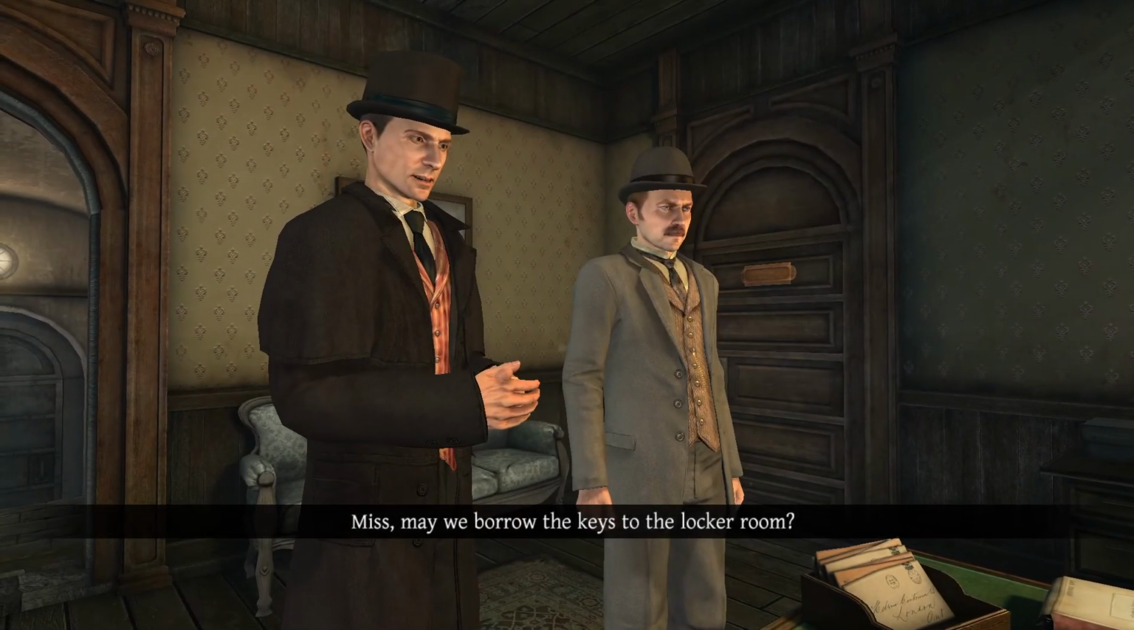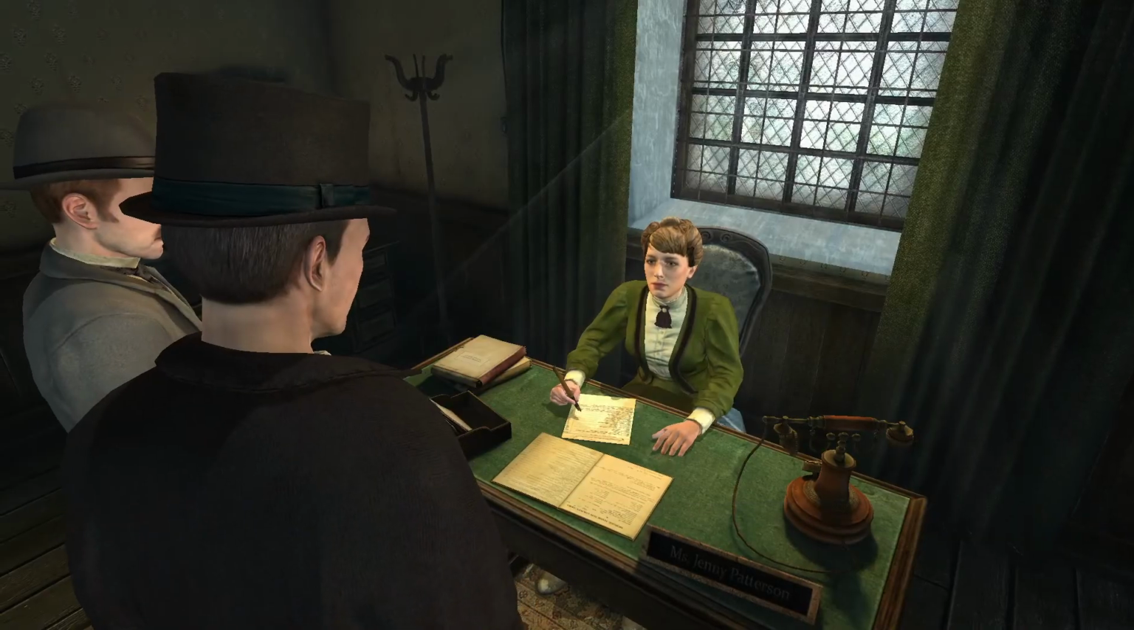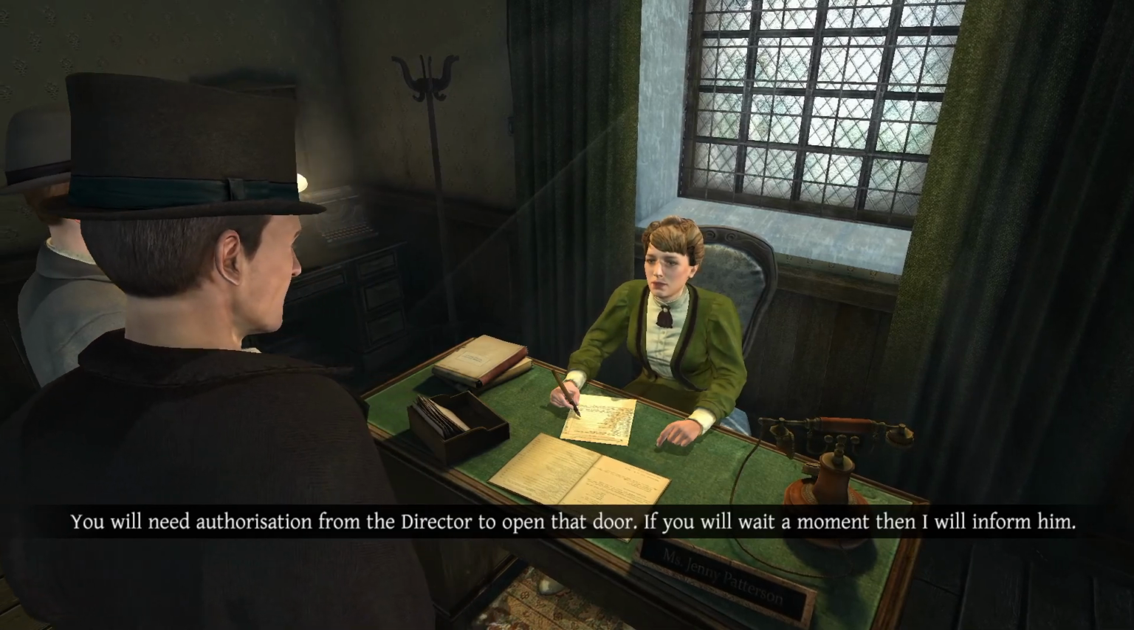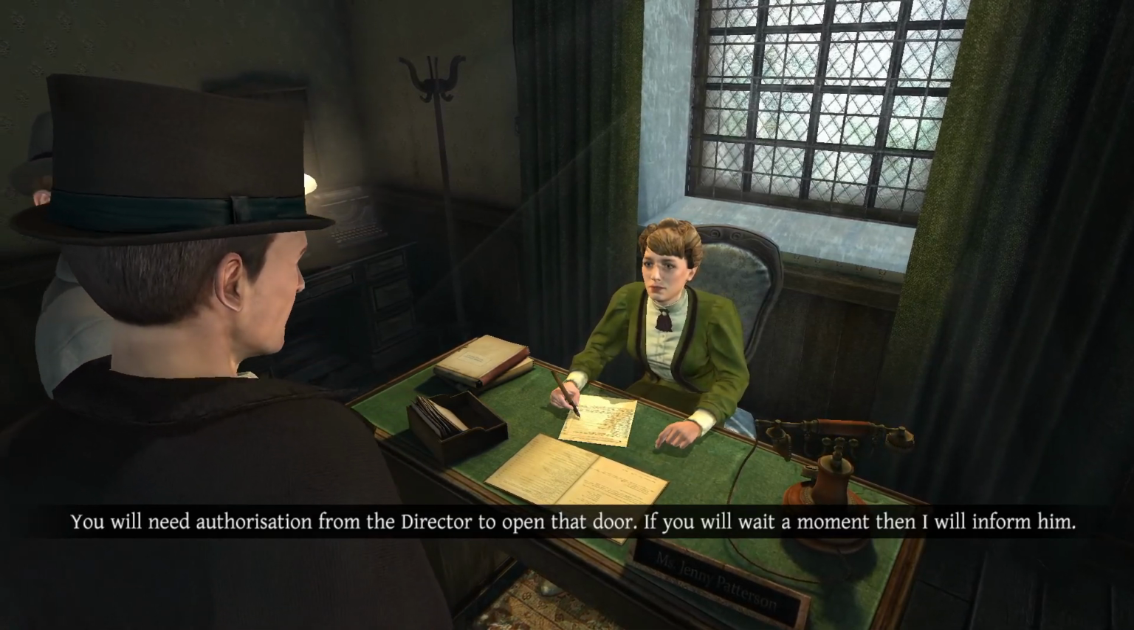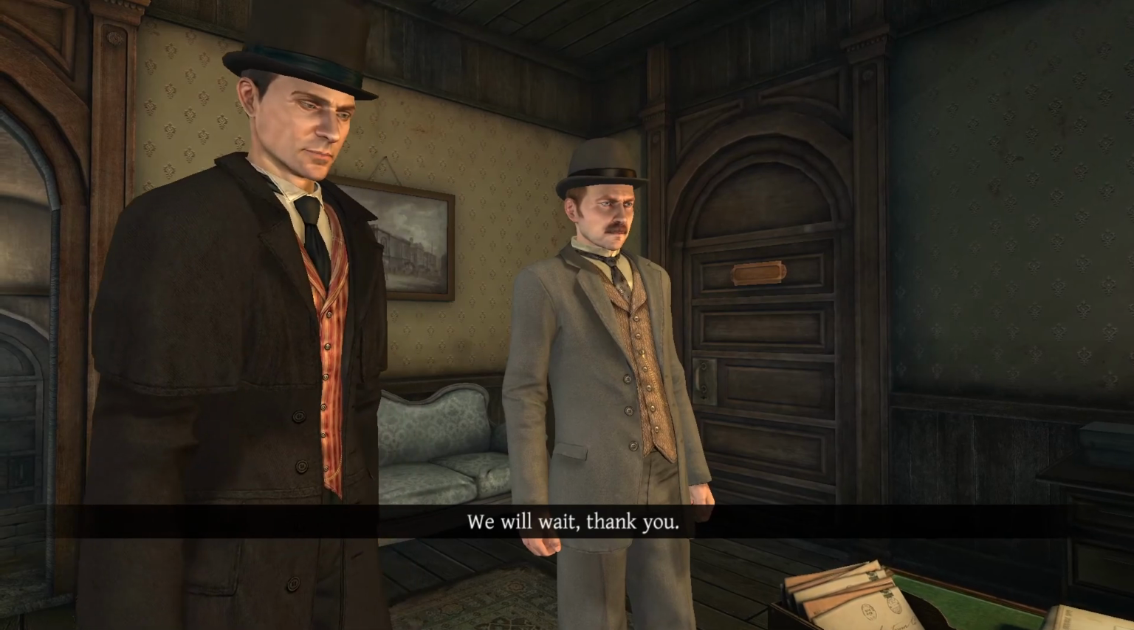Miss, may we borrow the keys to the locker room? You will need authorization from the director to open that door. If you wait a moment, then I will inform him. We will wait, thank you.